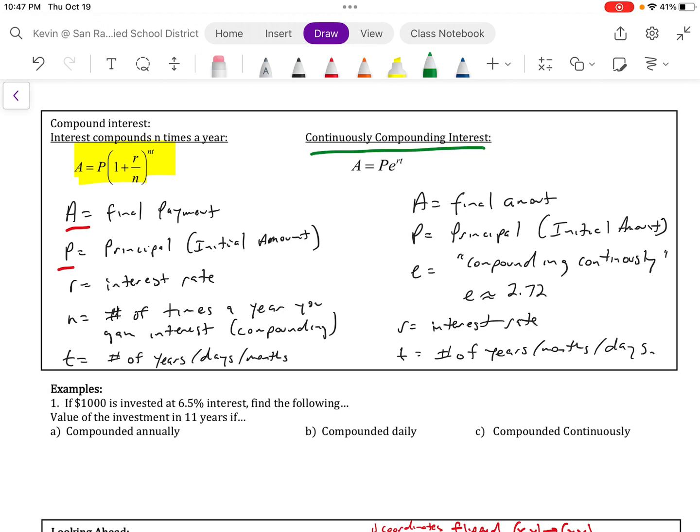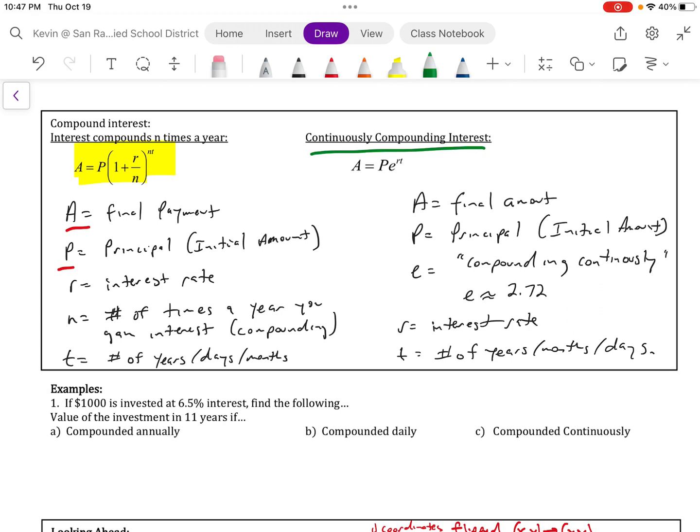Do not ask me, I will look it up. I keep forgetting every year exactly where that number came from, but it has to do with logarithms, and we're going to get into that in a minute. I need to figure out where e came about. I think I knew at one point, forgot. Anyway, r again is the interest rate, and t is the total number of years, months, days.